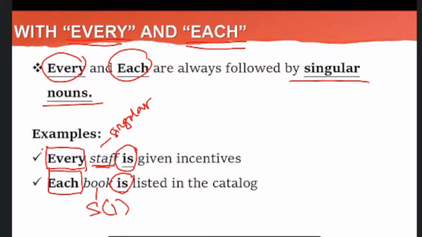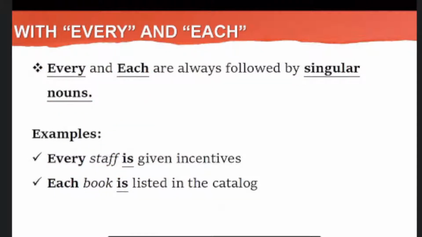Each book is listed in the catalogue. Okay, so remember, please keep this in mind. The words every and each are always followed by a singular noun, and a singular noun is complemented with a singular verb. You need to actually lay out the concept so that it will be easy for you to understand. Okay, let's proceed.